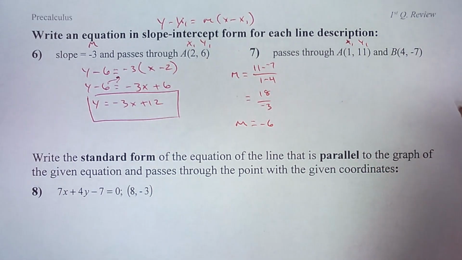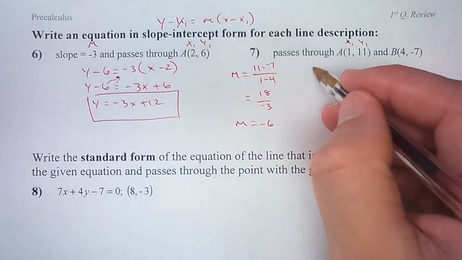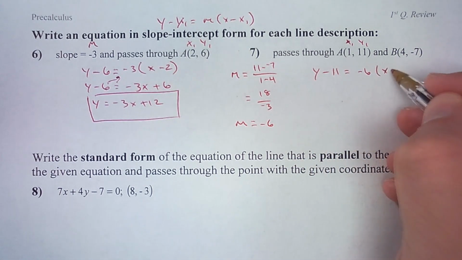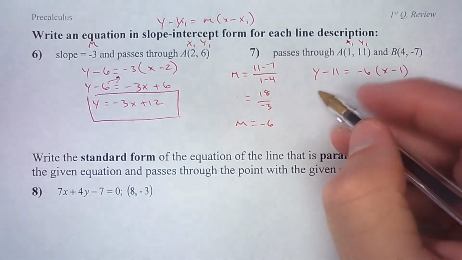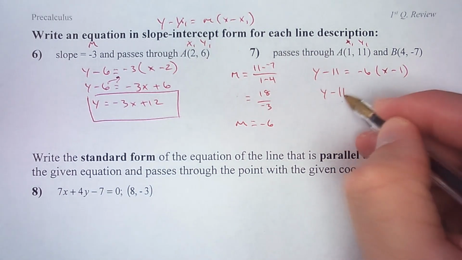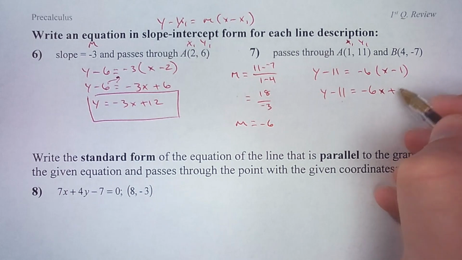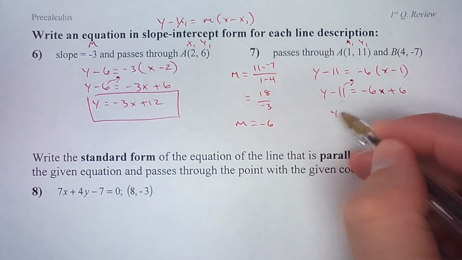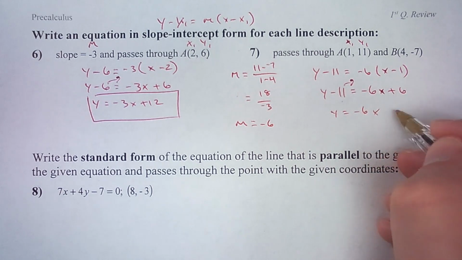I'm choosing this one. y minus y1 equals m times x minus x1. So that's y minus 11 equals negative 6x plus 6. And then add that 11, y equals negative 6x plus 17.